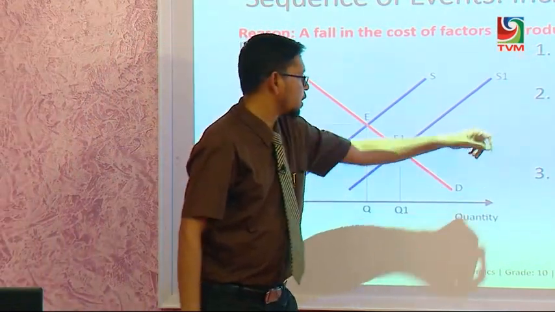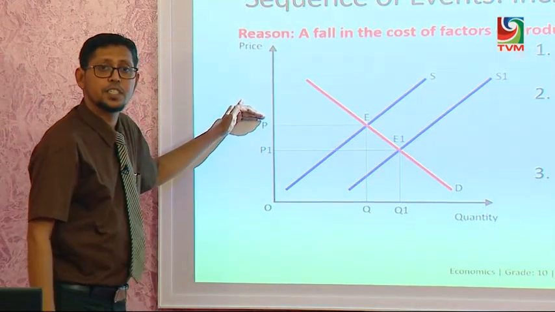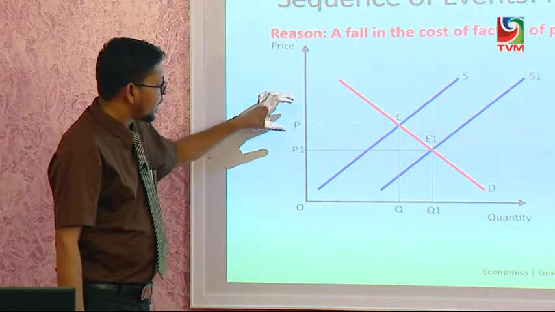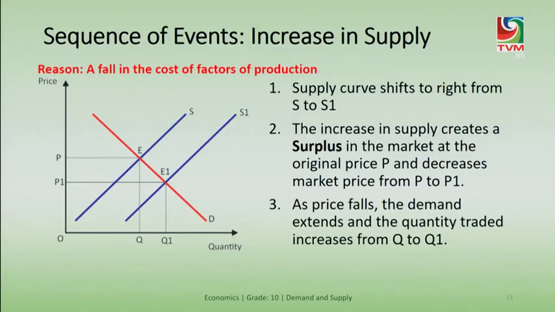Because of the surplus, the price will start falling. When the price falls, what will happen to the demand? The law of demand says at a lower price, people will buy more. So there is an extension of demand at the lower price. The fall in price causes an extension of demand. Because of that, we see more quantity here.